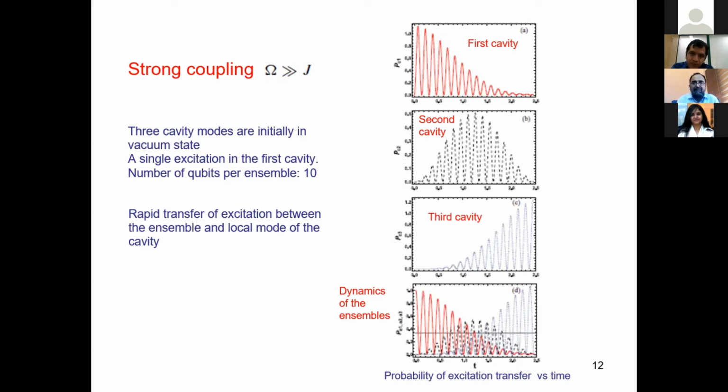So the 3 cavities are again coupled weakly, but obviously they are connected. So we start with the first cavity, then in the second cavity, we have again these oscillations. It goes eventually to the third cavity. And now if you look at the dynamics of the ensemble, again, we can see excitations are going into the neighboring one. But here the dominating process is ensemble coupling with the local field inside the cavity.